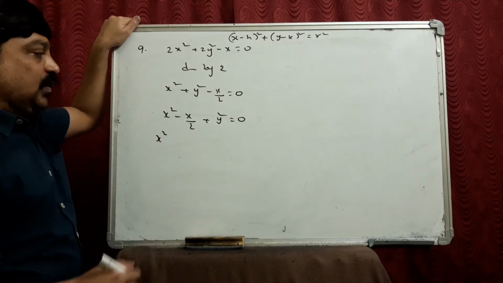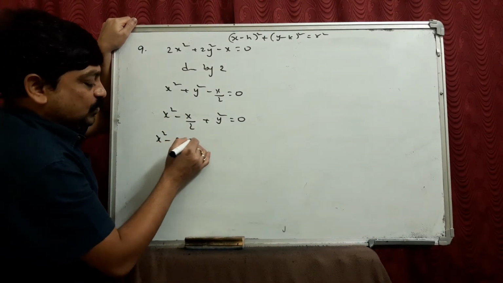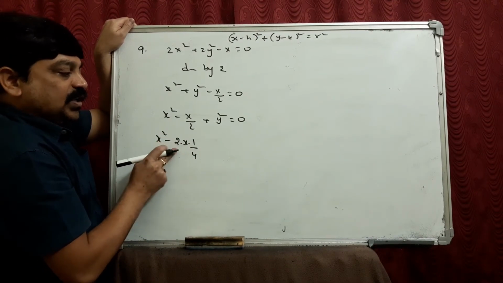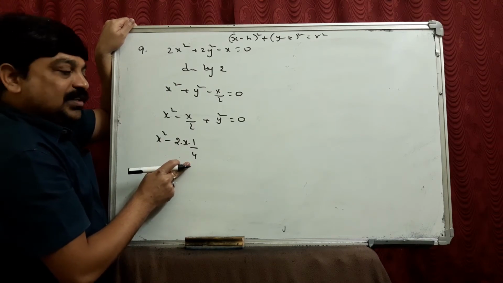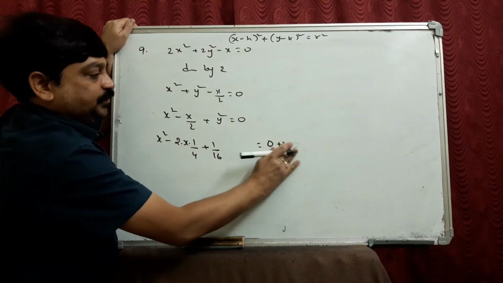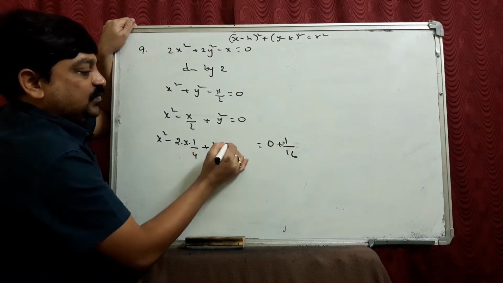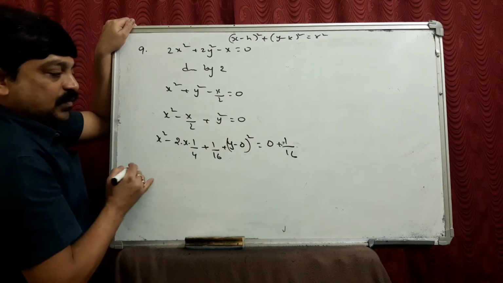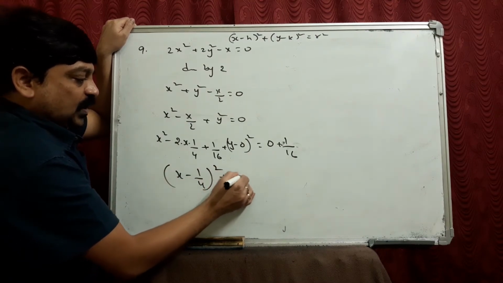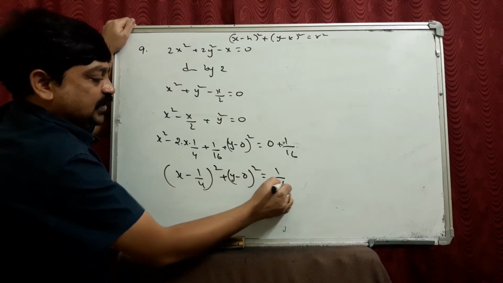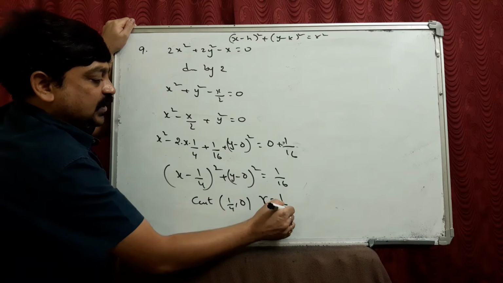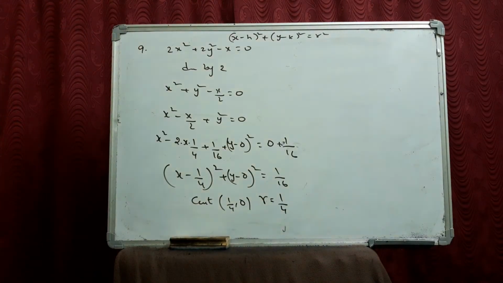So let us make a perfect square. Here x term, 2 into x into, we write 1 by 4, because it should look like 2ab. What is b here? 1 by 4. So what is b square? 1 by 16 to be added on both sides. And y square, there is nothing, you can write it as y minus 0 whole square. The first three become x minus 1 by 4 whole square, plus y minus 0 whole square equals 1 by 16. So center is 1 by 4 comma 0. Radius is square root of 1 by 16, that is 1 by 4.